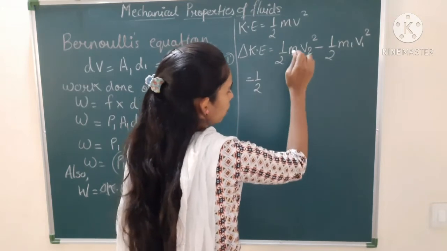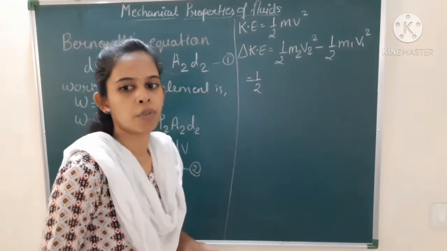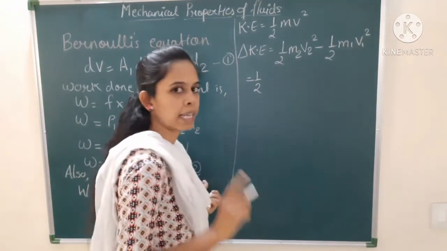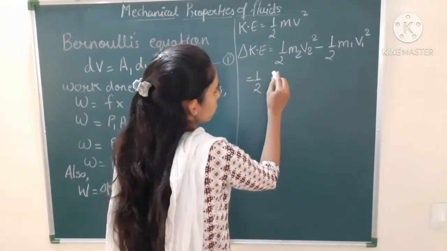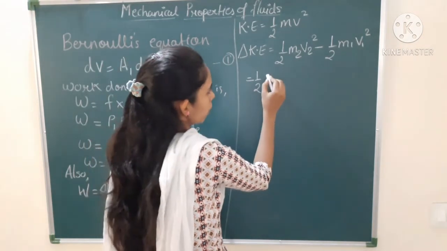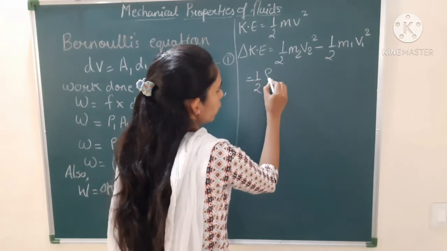Again here the mass is going to come. So what is the formula for mass? We are going to use the density formula. According to the density formula, density is equal to mass upon volume. Volume goes on this side, and therefore we get mass is equal to rho into volume.